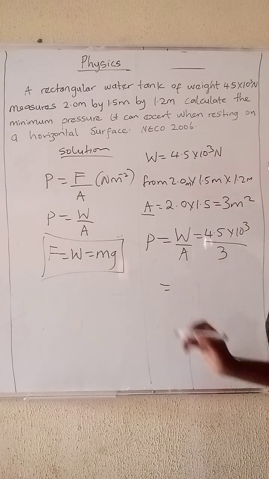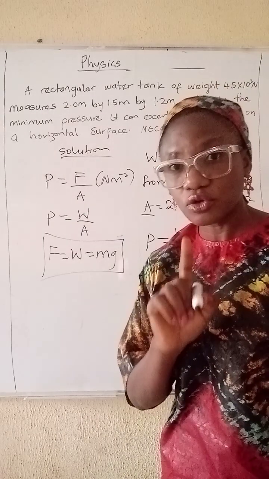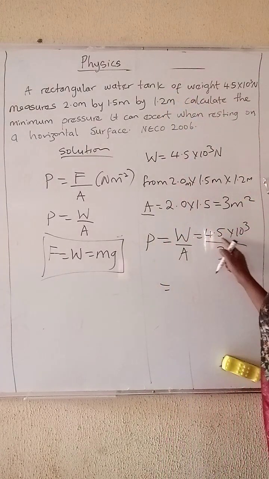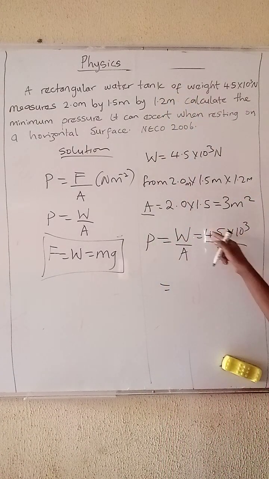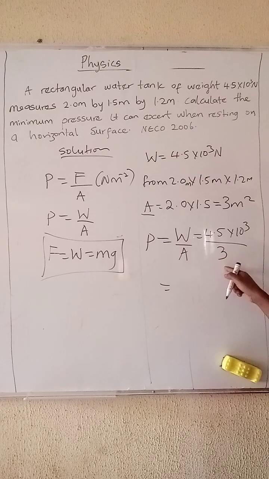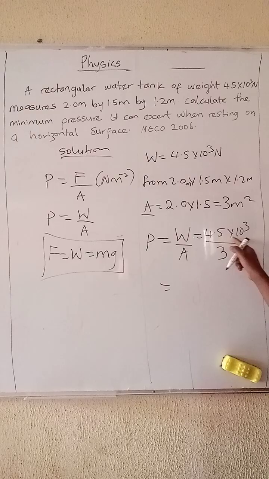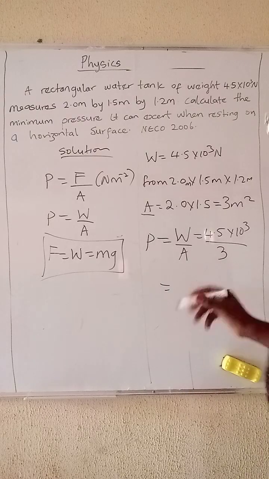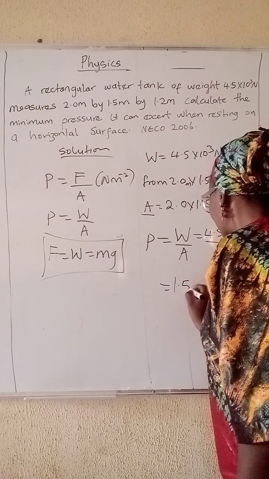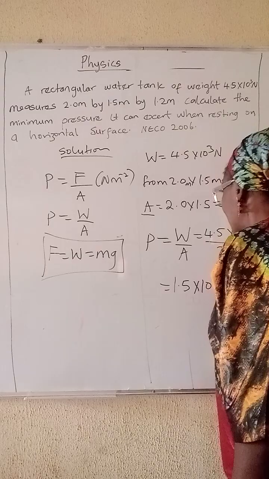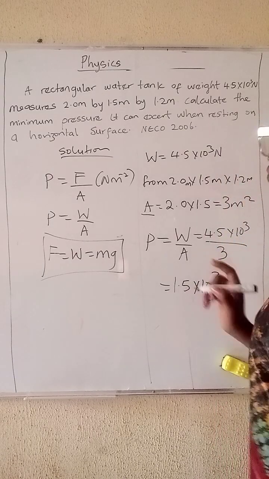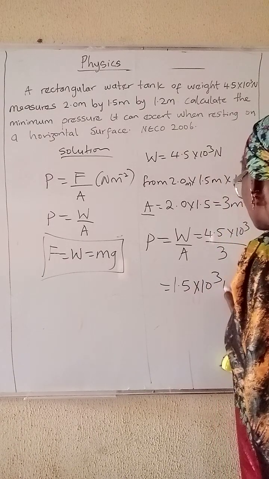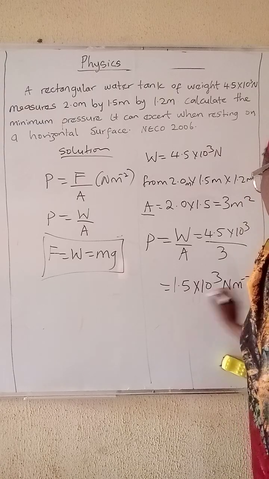So if you punch your calculator, 4.5 divided by 3, whatever you have, times this, or you open bracket 4.5 times 10 raised to the power 3, close the bracket, divided by 3, you'll be having 1.5 times 10 raised to the power 3 as the answer. What is the unit for pressure again? The unit is Newton per meter squared.